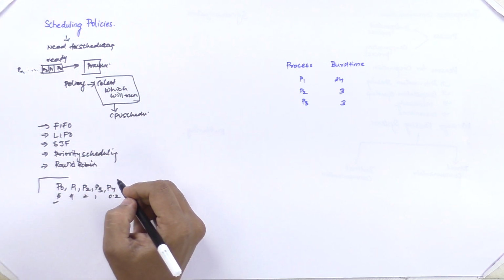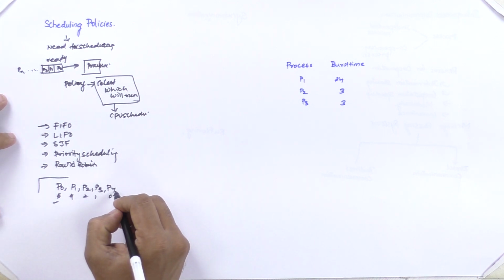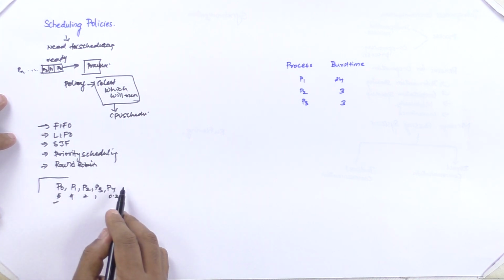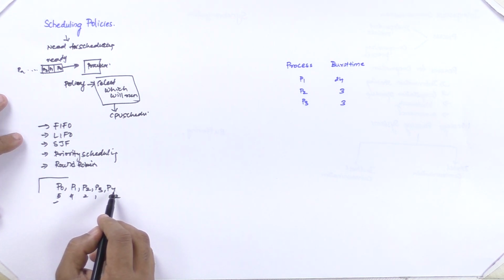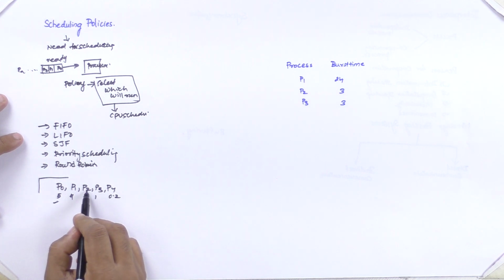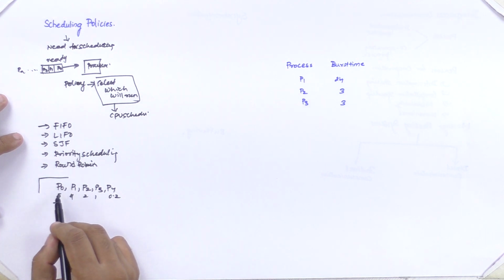Suppose you are using a last in first out strategy. Last in first out means suppose these processes arrive at the same time and the last one which has come here is P4, then P3, then P2, then P1, then P0.